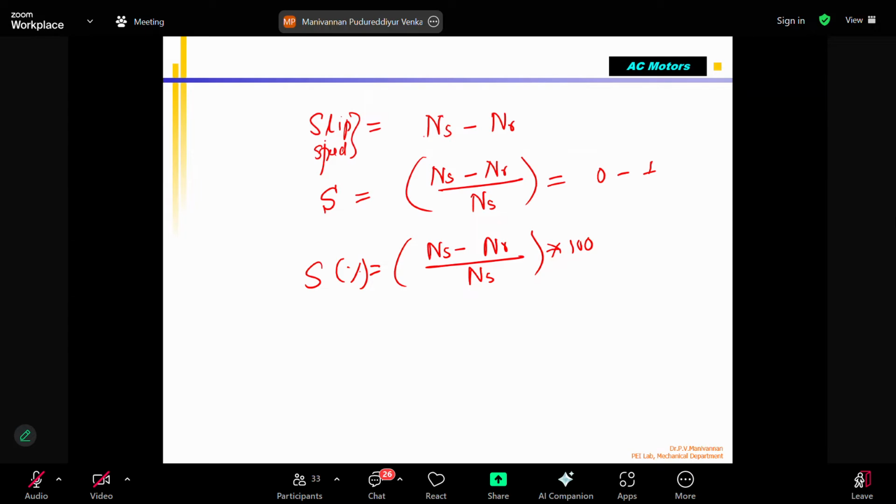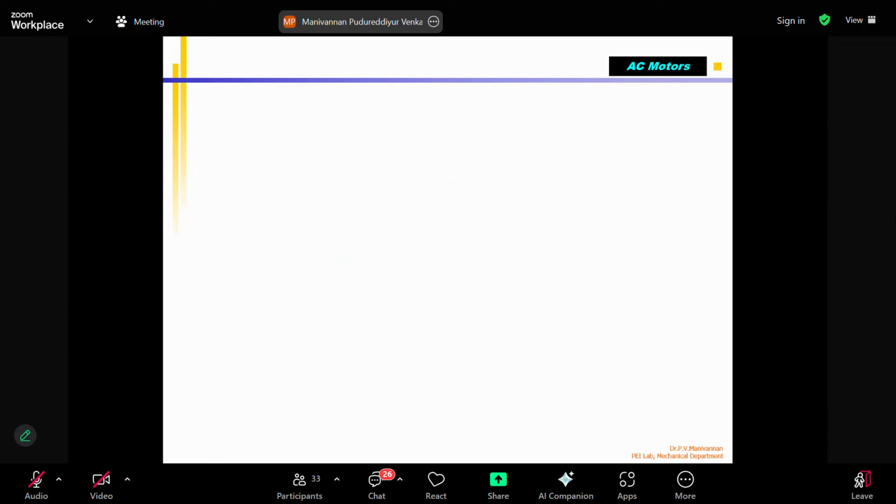Now when we talk about the induction motor, as I told you, we can take up some simple problems and try to find out how to compute the slip speed, the rotor speed, slip percentage, everything. Another thing before going further, I want to talk about the torque versus speed curve of the induction motor.